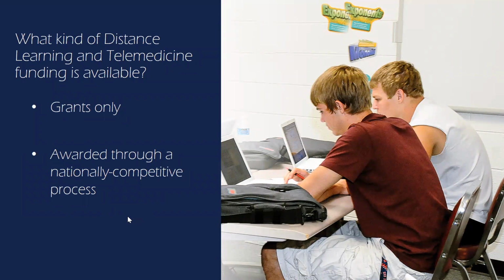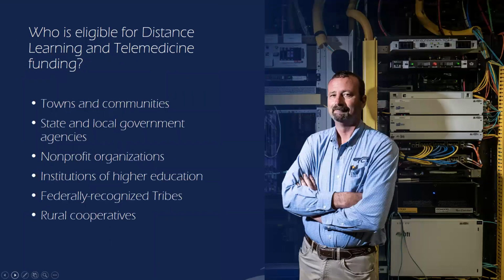Ordinarily, we open a 60-day window in the early part of the year, early spring, and we try to have the obligations made by the end of September. Let's go to the next slide, please. And who is eligible? Basically, anybody that can legally do business with the federal government other than individuals and partnerships. We do towns and communities, states, local governments, for-profits, not-for-profits, institutes of higher education, tribes, and rural cooperatives. So across the board, we target almost everyone except for individuals and partnerships.